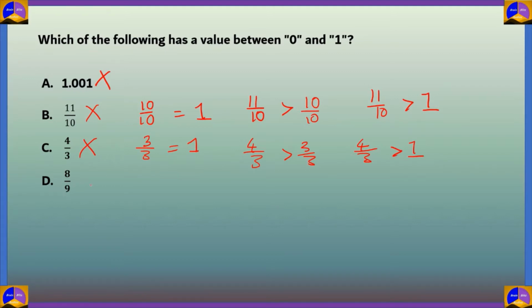Last option is 8 by 9. Now 9 by 9 is equal to 1. And 8 by 9 is less than 9 by 9. So 8 by 9 is less than 1. Both the numerator and denominator are natural numbers. So that means that it is bigger than 0 and it is also smaller than 1. So it is between 0 and 1. Option D is the correct answer.